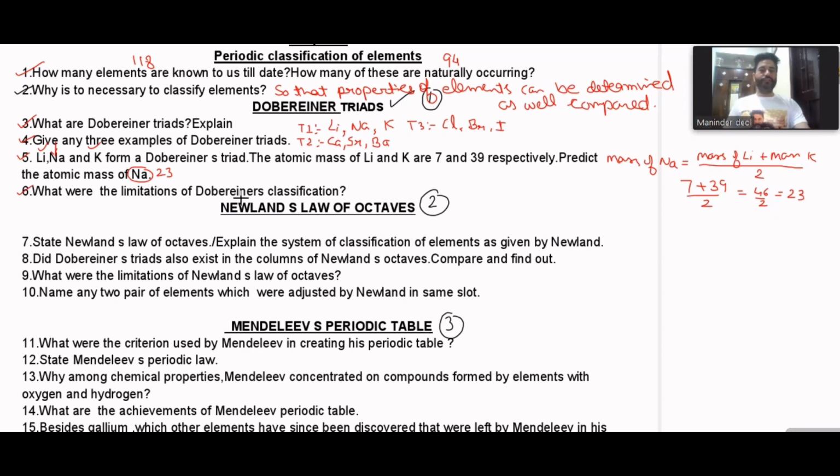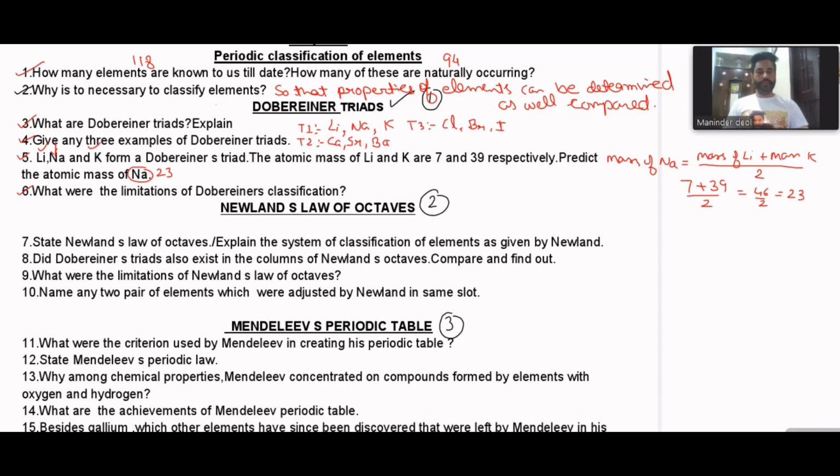Sixth, what are the limitations of Dobereiner's classification? The theory, the concept and his examples we have done. He found 3 triads. Now what are the limitations? He was able to find only 3 triads, that is, he was able to arrange only 9 elements, whereas he failed for other elements. When he started his work, about 34 elements were discovered. So he arranged only 9 elements and failed to arrange the others. I have tried to cover each and every question based on Dobereiner's triads.